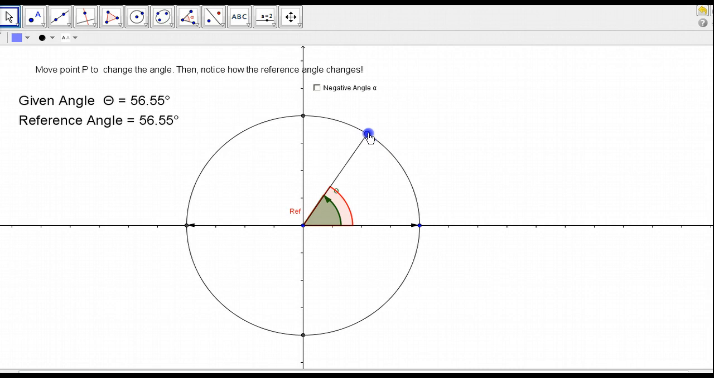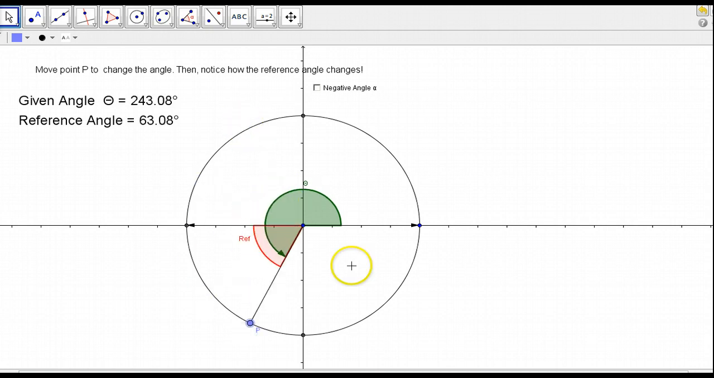So the reference angle is the smallest angle made with the terminal side and the x-axis, and it's the smallest angle. We know that there are two, but it has to be small. So here the green is the given angle and the red is the reference angle. In quadrant 1, they're the same. In quadrant 2, I'm looking at my terminal side, but it's the smallest angle made with the terminal side and the x-axis. In any angle in the second quadrant, that's where the reference angle will be.